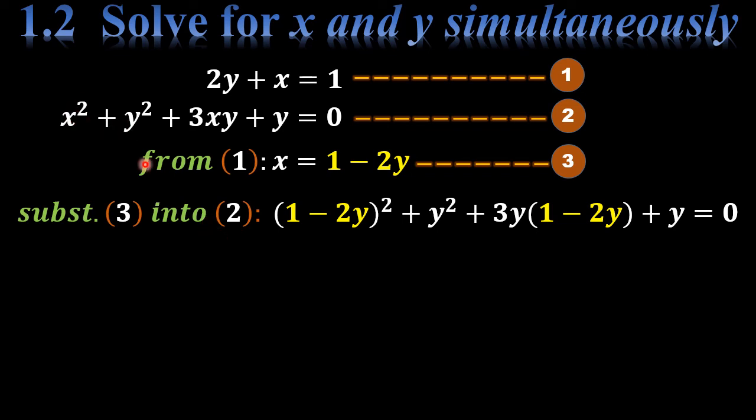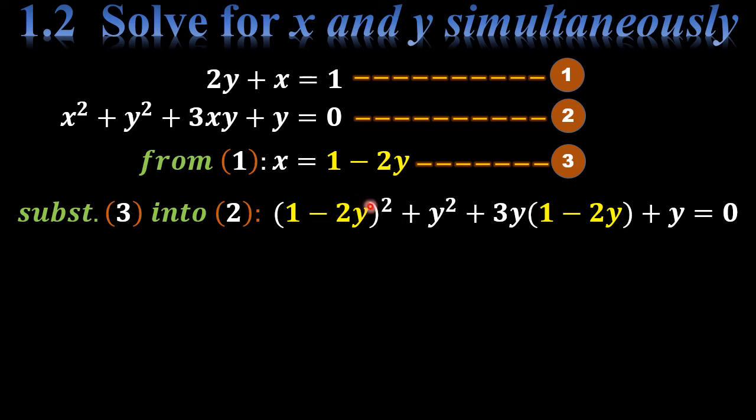Then where you see x, you just put 1 minus 2y, and then your square is your square here. y squared is y squared. 3xy is the same as 3yx. Multiplication is commutative, the order doesn't matter. 3 times 4 and 4 times 3 is the same thing. So for it to be logical, you can just say 3yx. So it will be 3y, where you see x, you put 1 minus 2y, plus y is equals to 0.